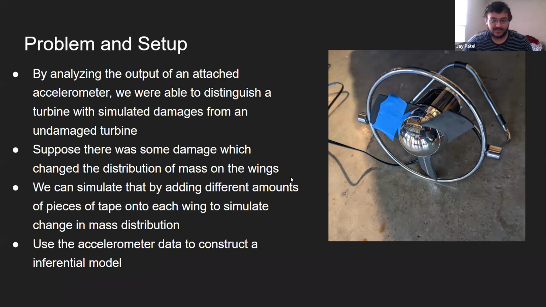When you take the output of an accelerometer, this is affected by the characteristics of the turbine. So in the real world, this might be some more drag or some more mass on a particular blade. And we modeled this by attaching pieces of tape to our blades and measuring the accelerometer data. So you can see here that we attached one piece of tape, but we have many different configurations that we used to measure different data.